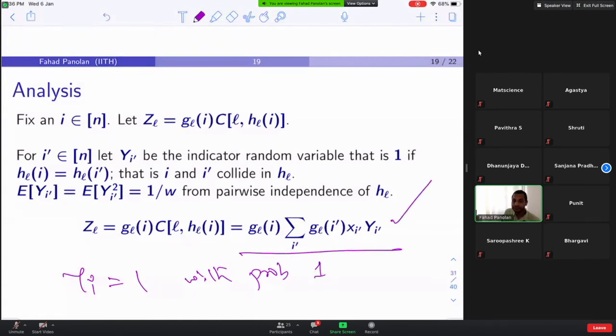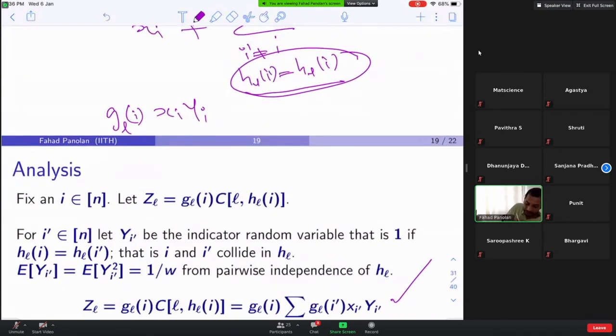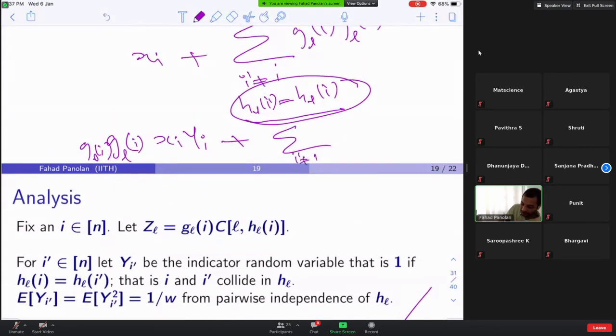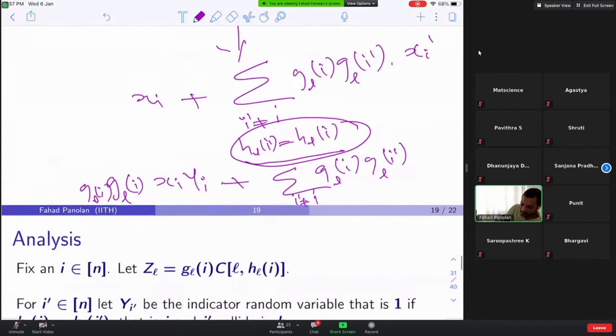Do you agree with this? See, here I could write xi, yi, gl of I, gl of I plus summation I prime not equal to I, gl of I, gl of I prime, xi prime, yi prime. Do you agree with this? This is equal to this.